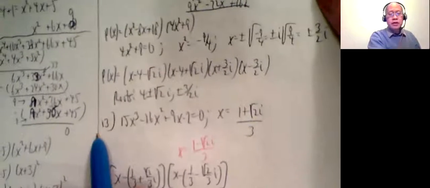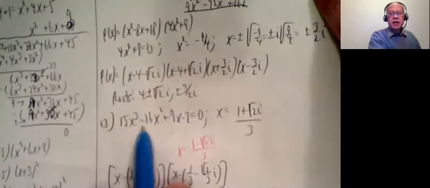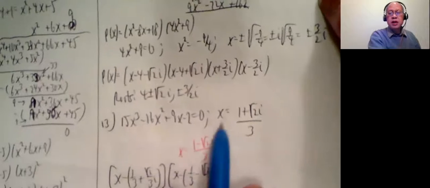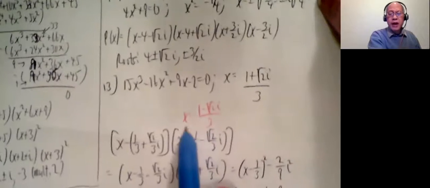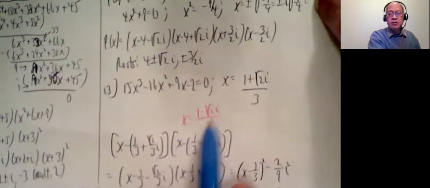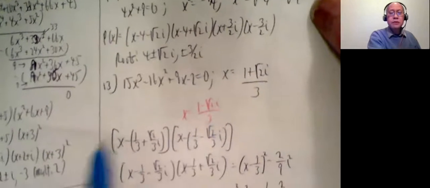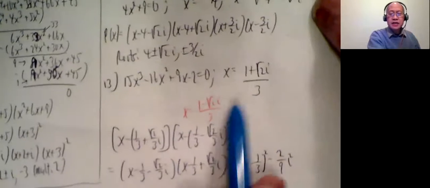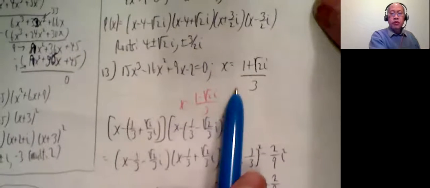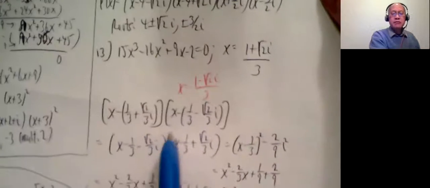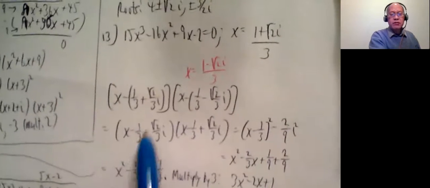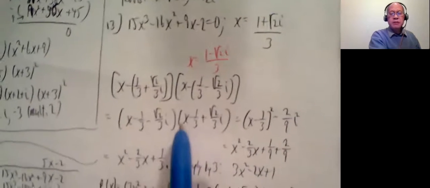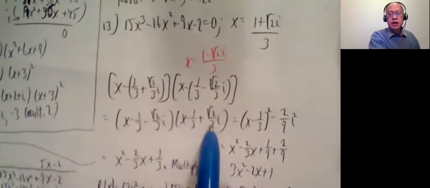Okay, and finally, number 13, 15x cubed minus 16x squared plus 9x minus 2 equals 0. x equals 1 plus radical 2i over 3. So that automatically gives me x equals 1 minus radical 2i over 3. So I get x minus each one, x minus 1/3 plus radical 2/3 i, x minus 1/3 minus radical 2/3 i.